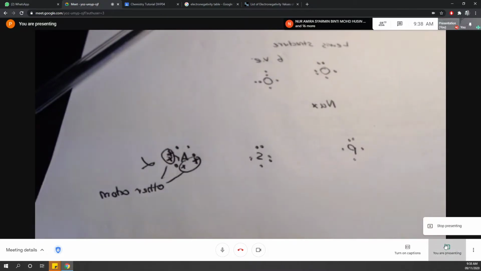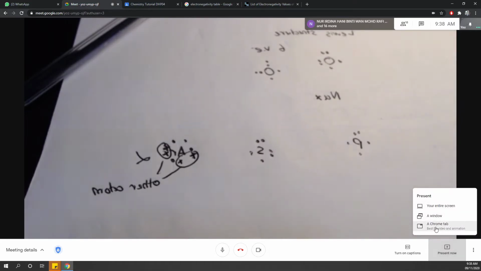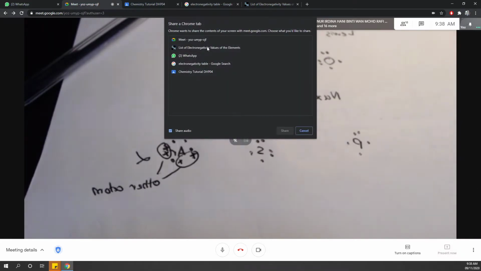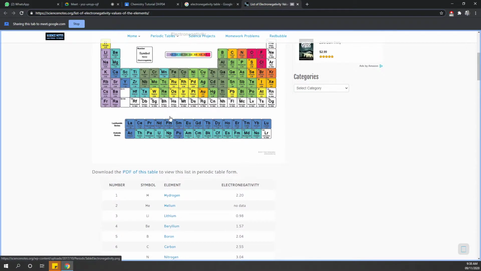Okay, sekejap. Sorry kalau siapa yang tak nampak, sekejap. Saya present, saya tunjuk tu balik. Okay, nampak tak yang saya present ni? Nampak tak?